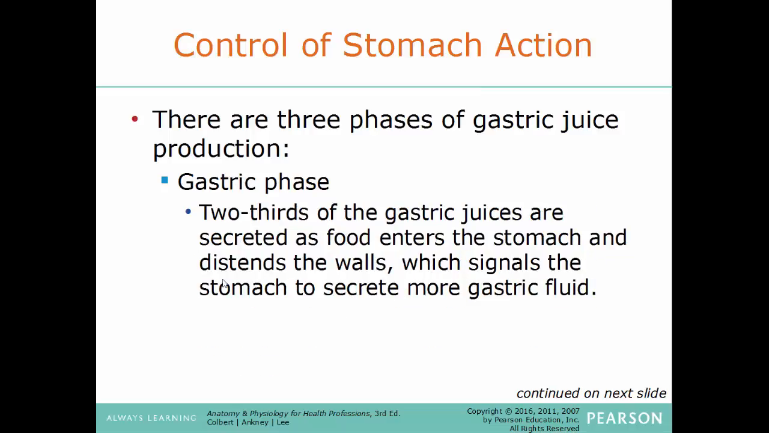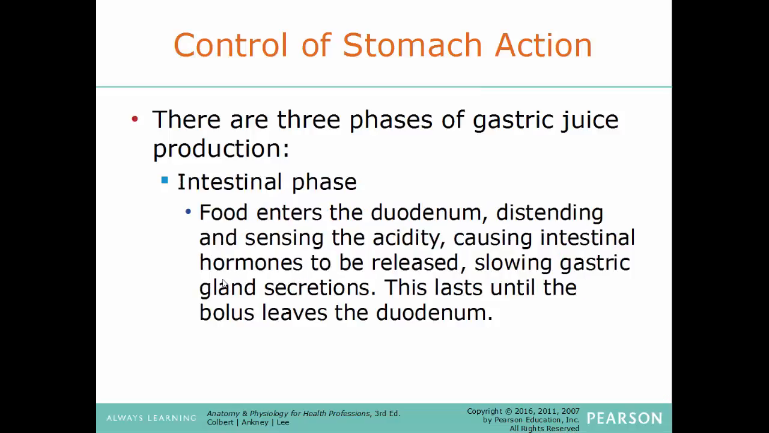Our next phase is the gastric phase. 2/3 of the gastric juices are secreted as food enters the stomach and distends the walls, which signals the stomach to secrete even more gastric fluid. And the last phase, the intestinal phase, where food will leave the stomach, entering the duodenum, the first part of the small intestine. So as this food leaves the stomach to enter the intestine, this will slow down gastric gland secretions, and this will continue until the last bolus leaves the duodenum.